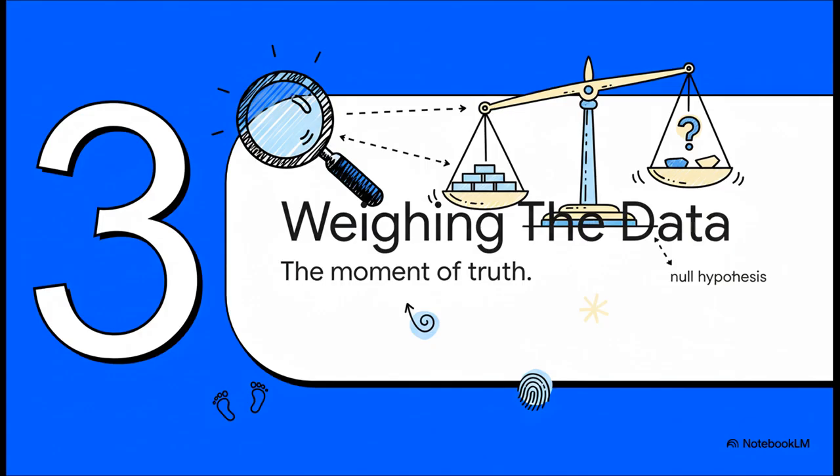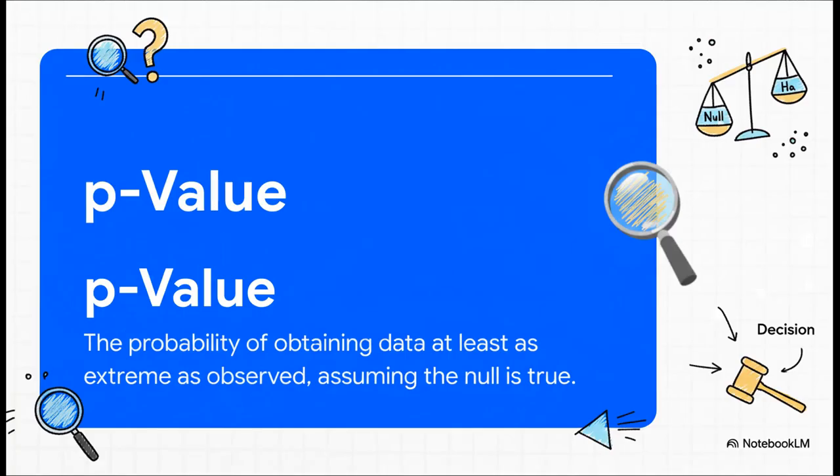Now for the climax of the investigation. It is time to actually weigh the data. And this is where the famous, and sometimes infamous, p-value comes into play. The p-value answers one simple question. If the no-effect story were actually true, how surprising is the evidence we just collected? That's it. It's a measure of statistical surprise.